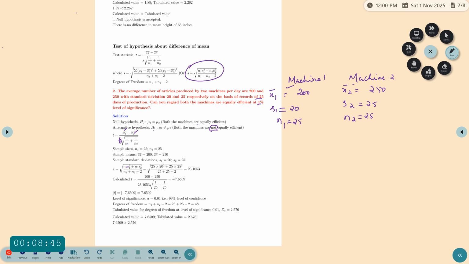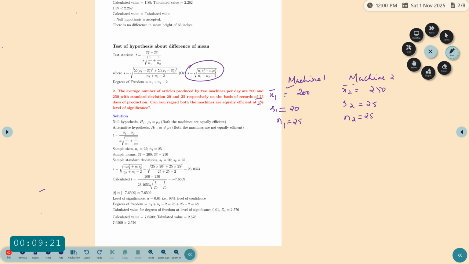So we know n1 is what? 25, into s1 square. S1 is 20, so 20 square, plus 25 into s2 square, which is 25 square, whole divided by n1 25 plus n2 25 minus 2. When we simplify this, we will get 23.105. I will let you know how to simplify later. So we could calculate using the values here.